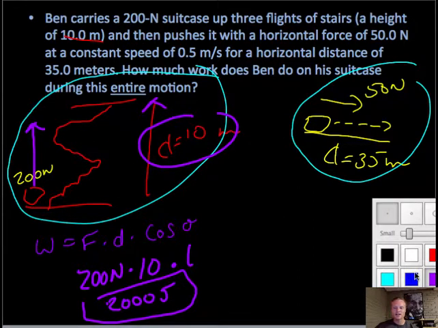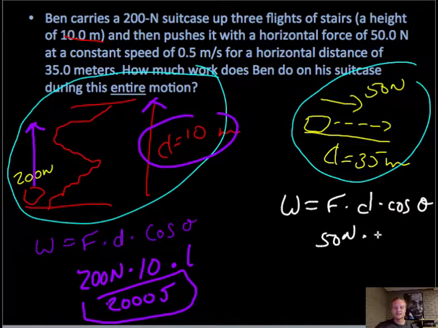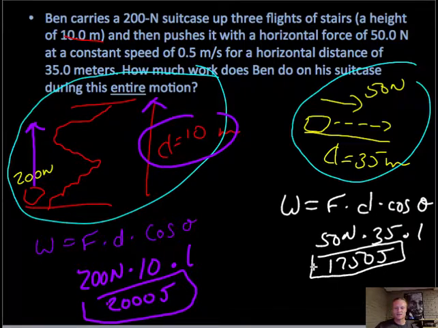Now let's take a look at this piece over here, where he's moving the suitcase to the right with a force of 50 newtons and a displacement of 35 meters. Again, work equals force times distance times cosine theta. The force applied is 50 newtons times a distance of 35 meters, and the force and the distance are in the same direction, so again, cosine of 0 is 1. So 50 times 35 is, if you do that calculator work, 1,750 joules.